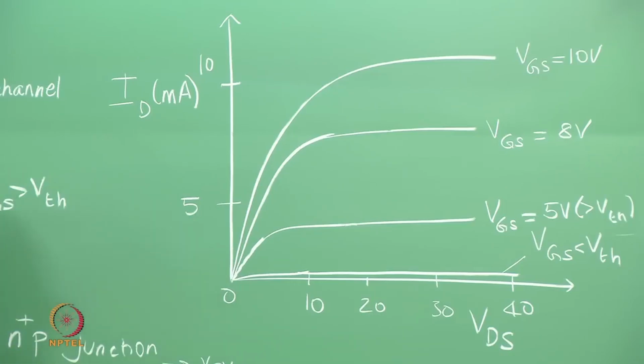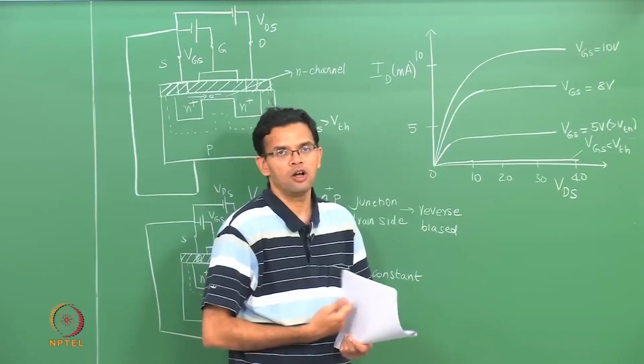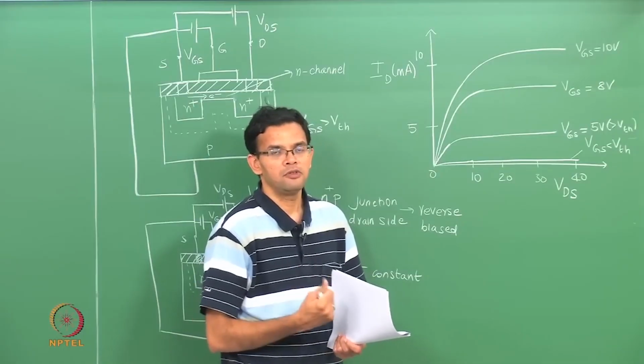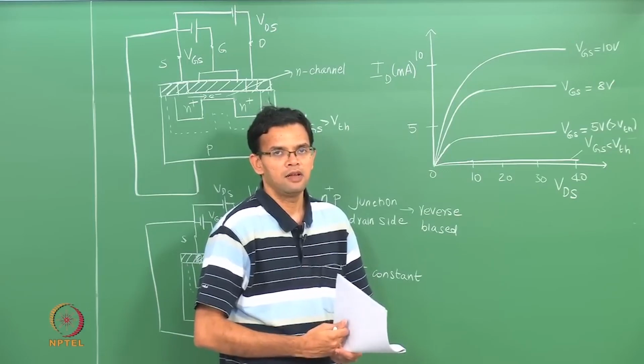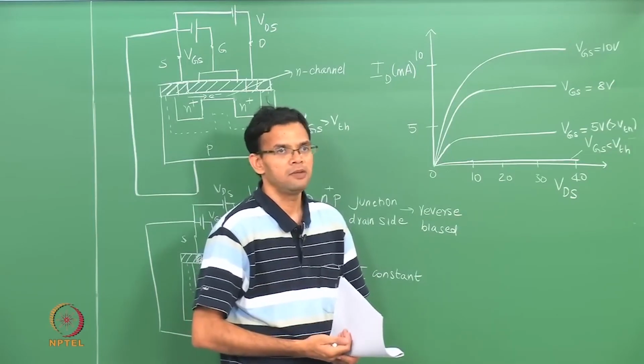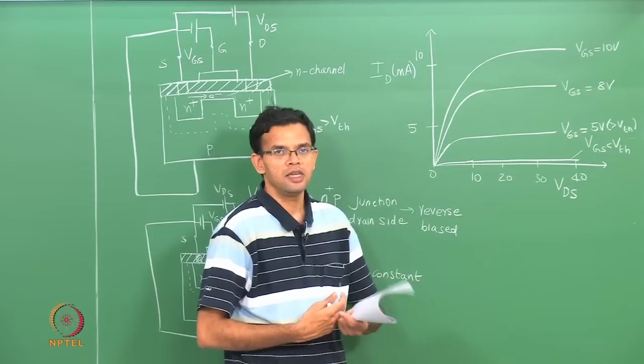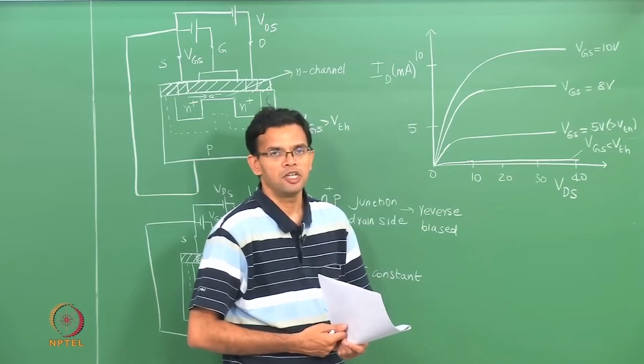The difference between this and the JFET that we saw earlier was that there we would shrink the N channel by applying a potential to the gate. In this case you increase the N channel by applying a potential to the gate.